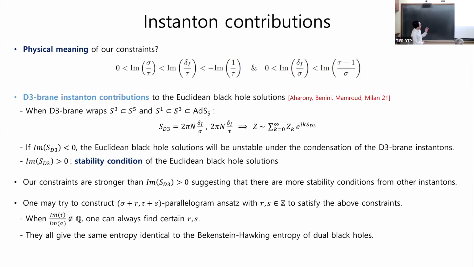And that means that if the imaginary part is smaller than this, the black hole solution is unstable under the condensation of distributed instantons, and that is when this is violated. So it's exactly your condition, well, some part, not every part. I mean, like this we don't know, but this can be understood as the distributed instanton.